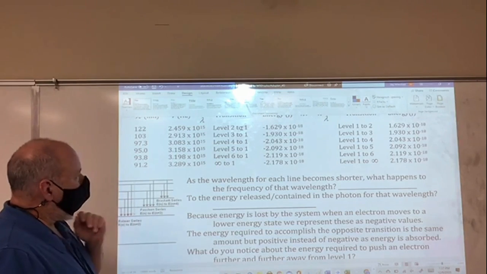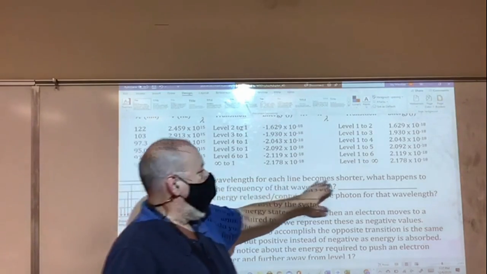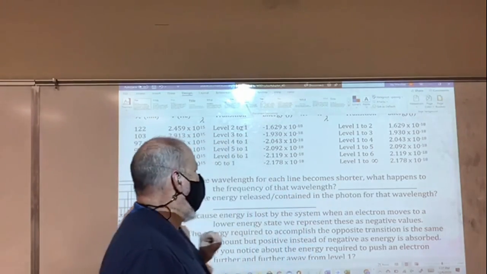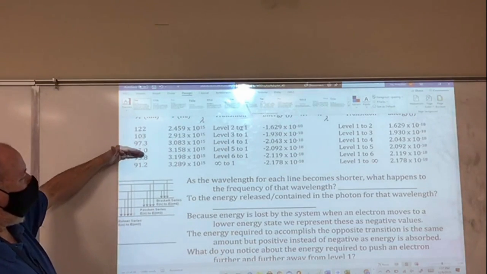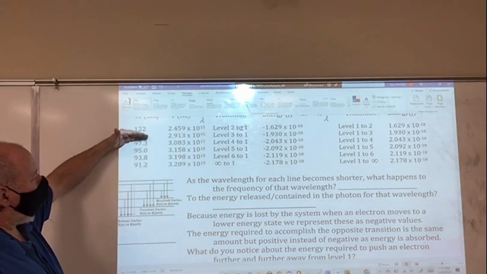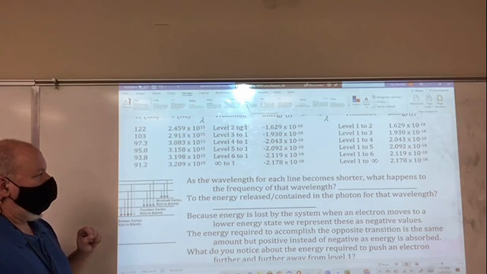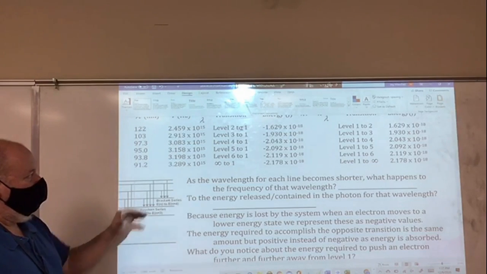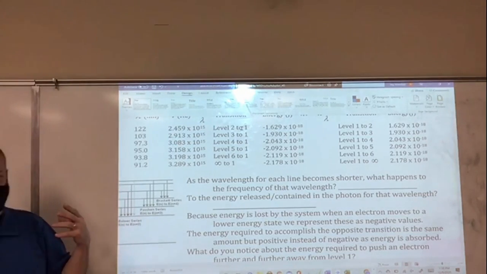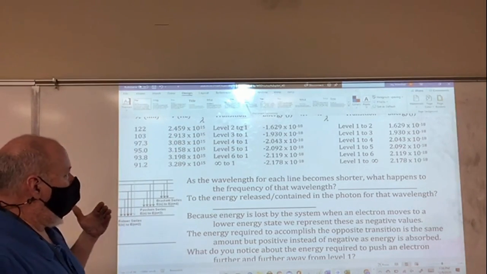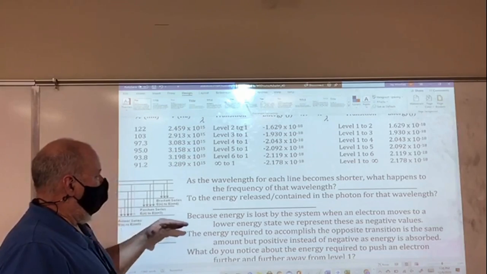Now, as the wavelength for each line becomes shorter, what happens to the frequency of the wavelength? As this gets shorter, what happens to the frequency? Increases. It increases, and that's what it's supposed to do, right? The shorter the wavelength, the greater the energy, the greater the frequency. It's harder to move that many beats, right?